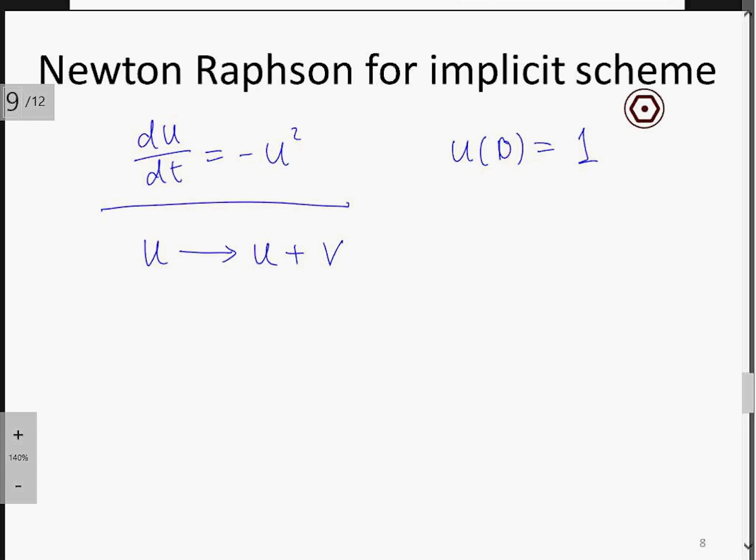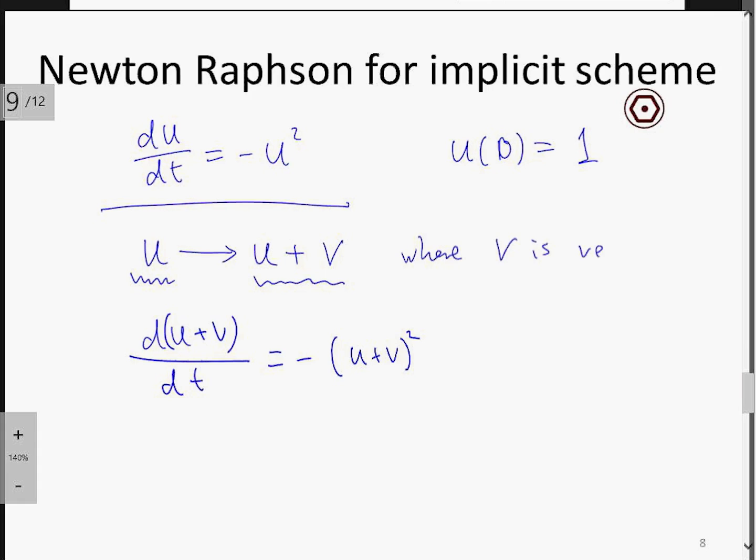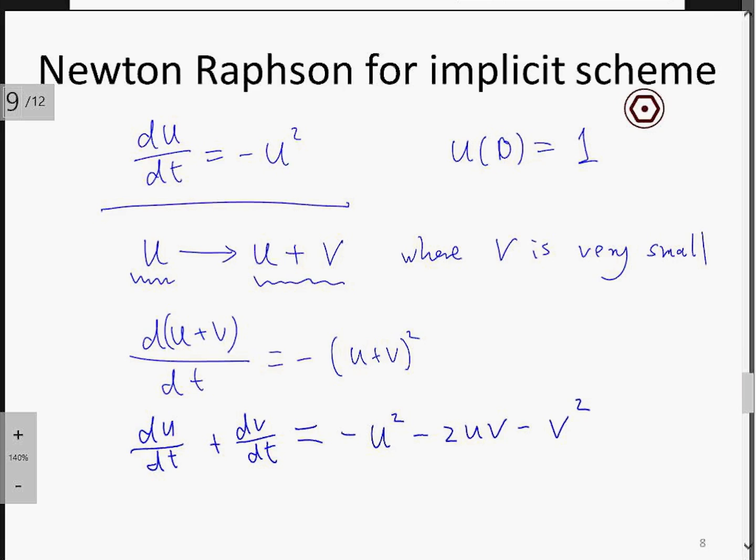The linearization can be seen by plugging both u and u plus v into the differential equation. If you plug in just u, you get this. If you plug in u plus v, you get d(u plus v)/dt equal to minus (u plus v) squared. And here in the linearization, v is very small. So you can write du dt plus dv dt, which is just factoring out the derivative of u plus v, equal to minus u squared minus 2uv minus v squared. But because v is very small, this term is negligible, it is very, very small, or rather very square small.